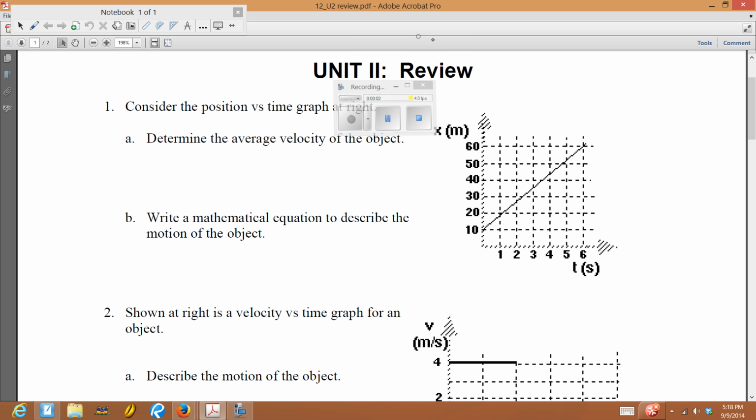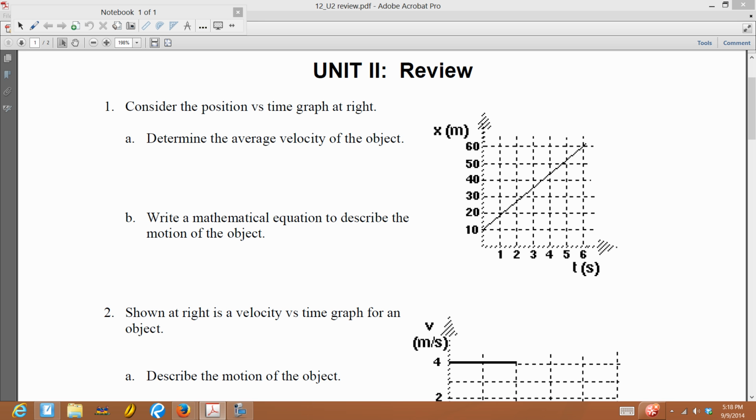All right, class, we're going to take a look at your review here. See what we can do with this quickly. First question here asks us to determine the velocity of the object. So we'll write down our equation for our average velocity. Average velocity is change in position over change in time. No trouble here.